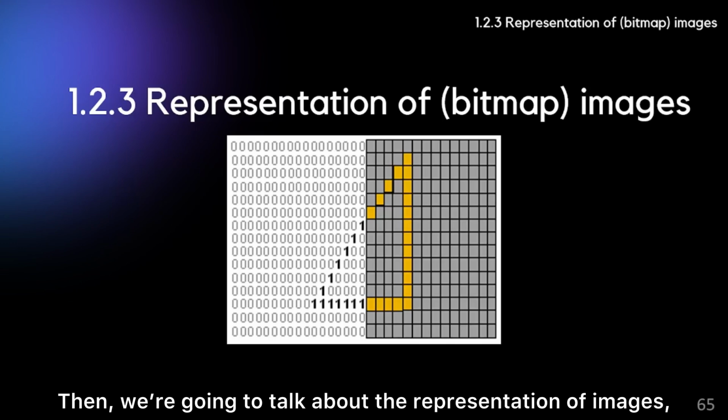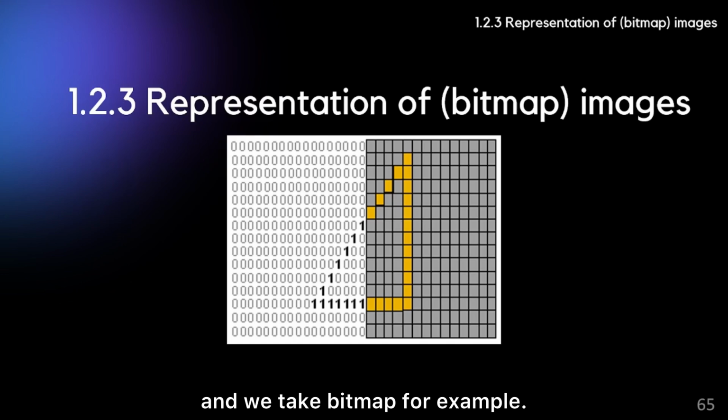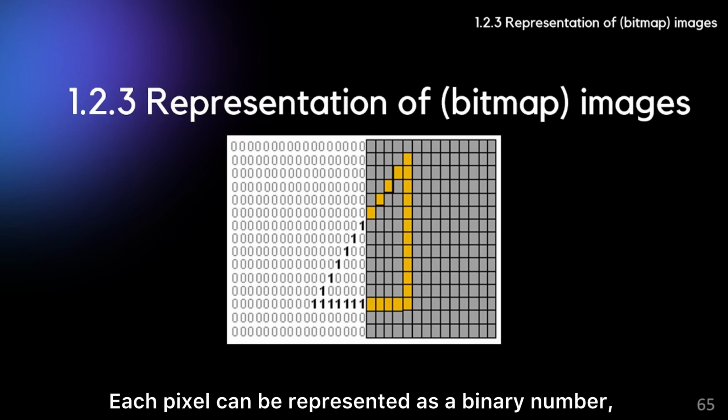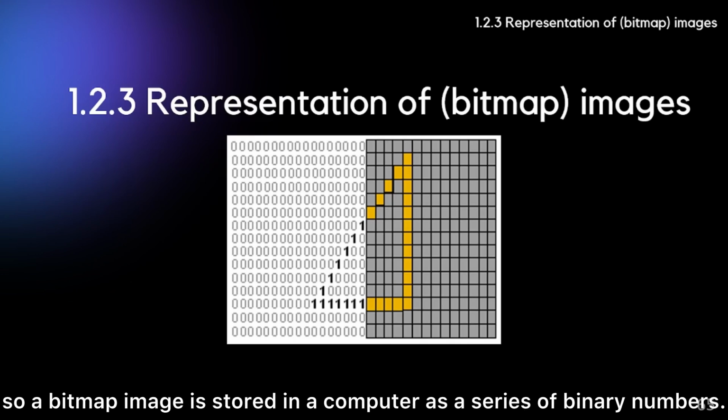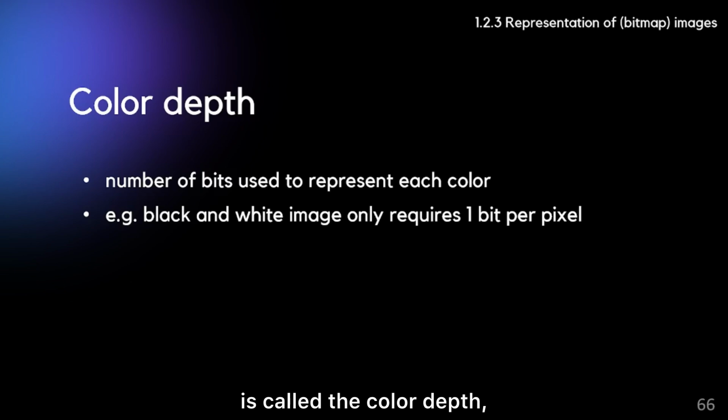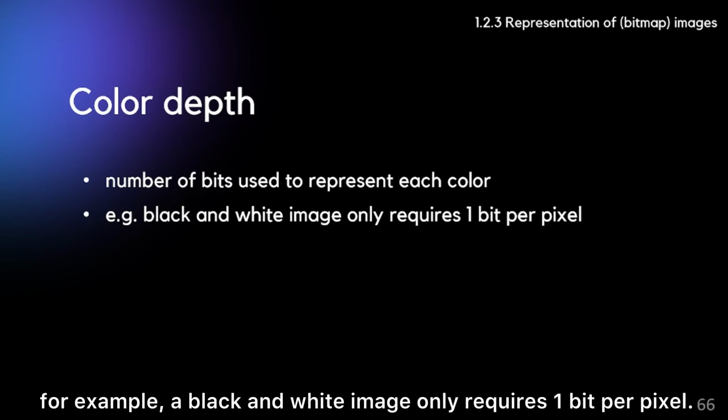Then we are going to talk about the representation of images, and we will take bitmap as an example. Bitmap images are made up of pixels. An image is made up of a two-dimensional matrix of pixels. Each pixel can be represented as a binary number, and so a bitmap image is stored in a computer as a series of binary numbers. The number of bits used to represent each color is called the color depth. For example, a black and white image only requires 1 bit per pixel.